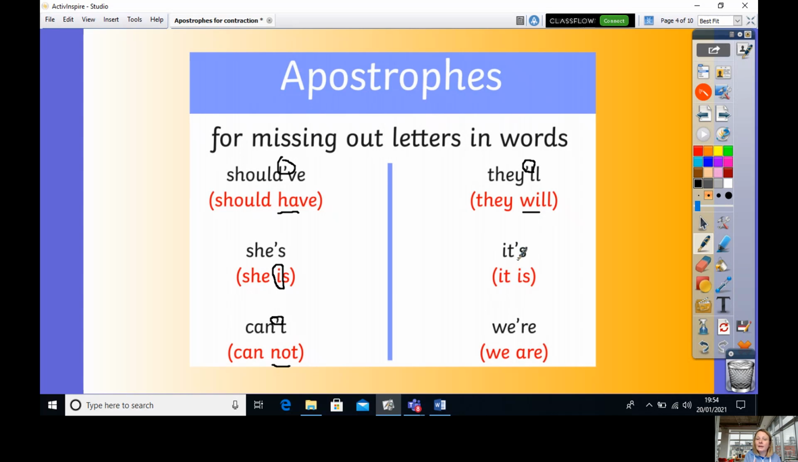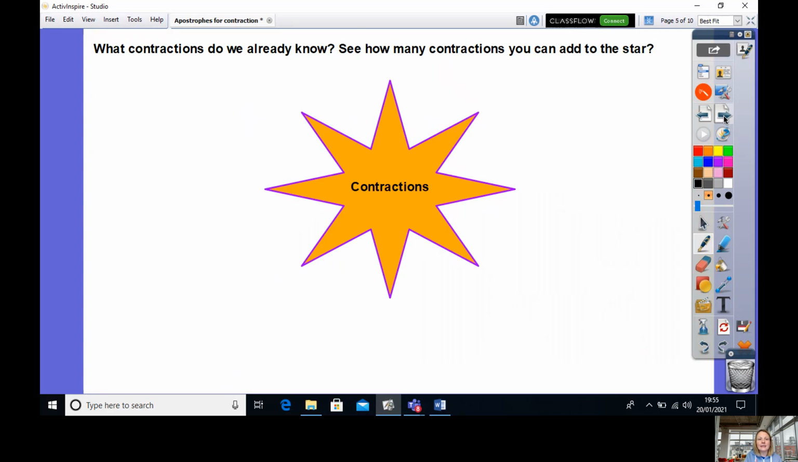It is. Yep, the I has become the apostrophe. And finally, we are has become we're. The A has disappeared and the apostrophe shows that there. It's quite simple really, quite a nice easy lesson today.